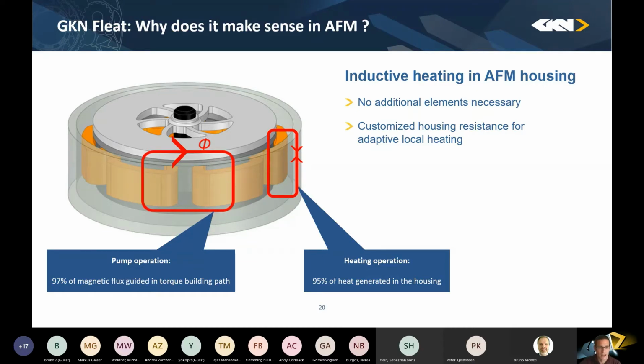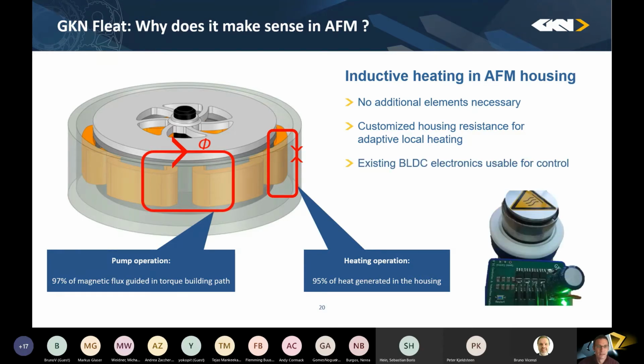So, for example, in the housing, we can generate 95% of the heat just in the housing, and that's close to the liquid. And we guide the liquid along these areas where we have the heating. And furthermore, you would say, okay, now you have the heating function, but for sure you will need some more electronics. But essentially, with most of the electronics, we can control this inductive heating principle and have essentially no more costs there, or at least fewer additional costs.